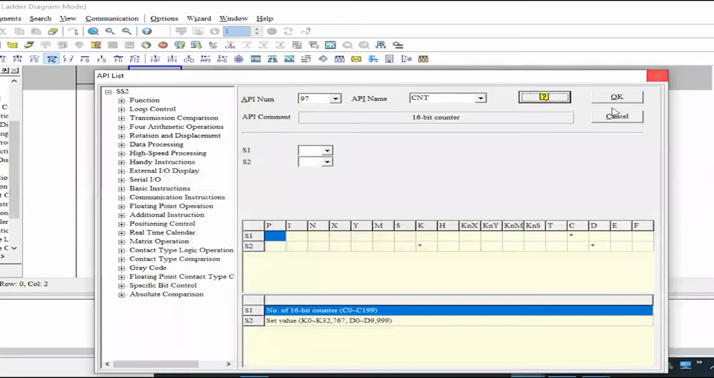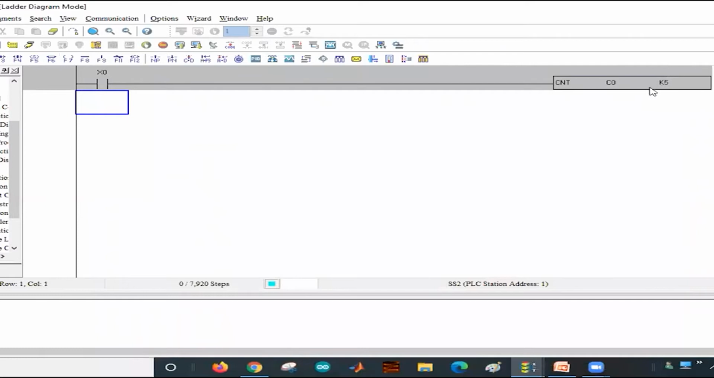Okay, right. So here the counter I'm using, suppose C0 you take, which is unlatched. K value, counter value. Actually, we have to keep 500, but to reach 500 in this program, you have to press X0 on and off 500 times. Instead of that, I am going to use only 5. Whenever you want to use 500, X0 has to be on and off continuously 500 times, which is not possible now. So I am using only 5.